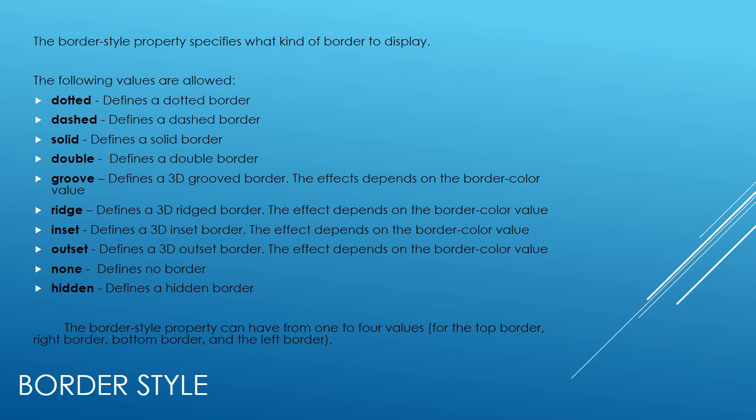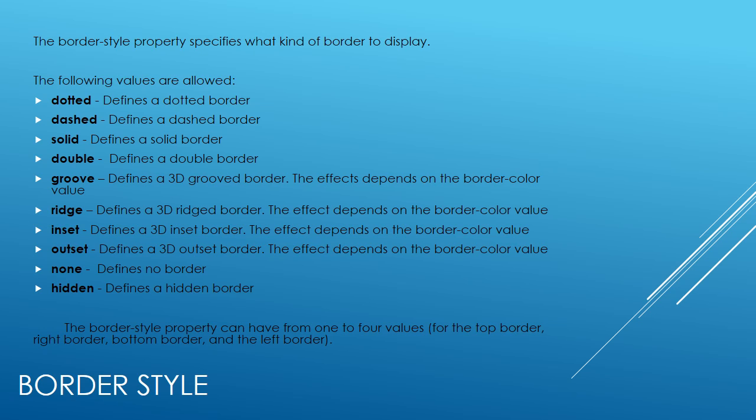Dotted. Defines a dotted border. Dashed. Defines a dashed border. Solid. Defines a solid border. Double. Defines a double border. Groove. Defines a 3D grooved border. The effect depends on the border-color value.